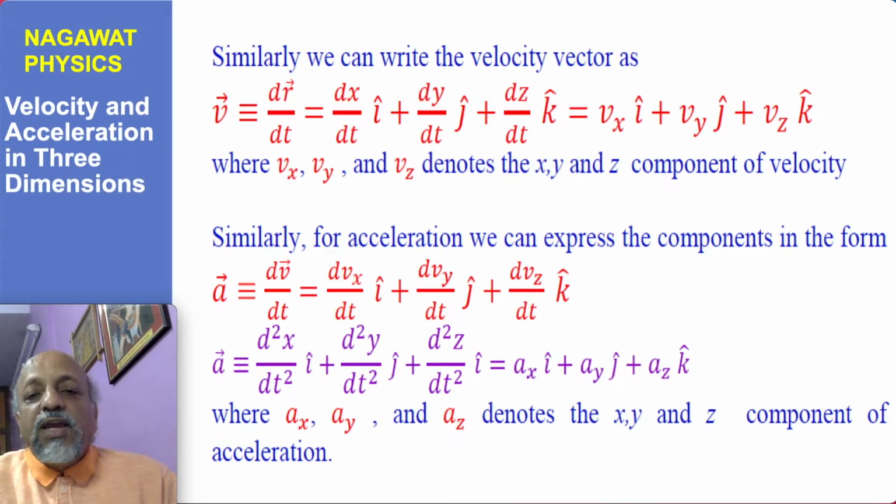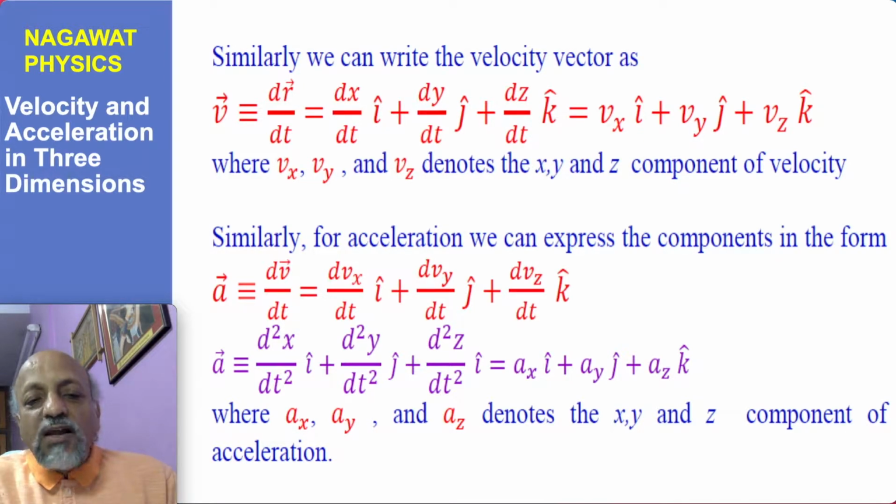And similarly we can interpret ay as dvy by dt or d square y by dt square, and az as dvz by dt and d square z by dt square. So acceleration is also a three-dimensional vector like velocity vector and the position vector. And the higher derivatives which we have defined earlier for one dimension can also be defined in the same manner.